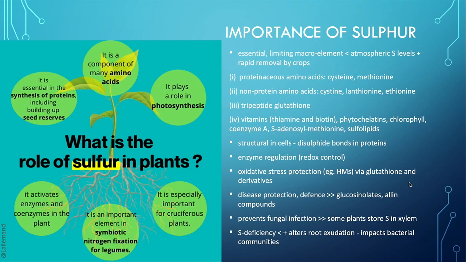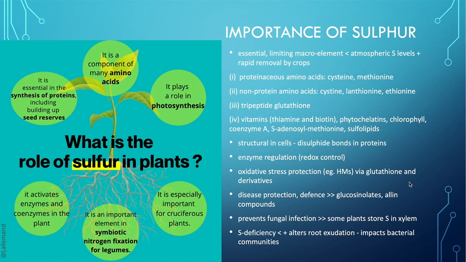Enzymes are being regulated where sulfur is involved, which is a redox control. Once again, redox reactions function in all kinds of essential biochemical components of plants and animals. Oxidative stress protection is given through glutathione and derivatives of that as well, for example in heavy metal detoxification out of a plant or even out of the human body. Disease protection and defense: glucosinolates are formed, and allicin, and these are compounds that obviously protect against disease.